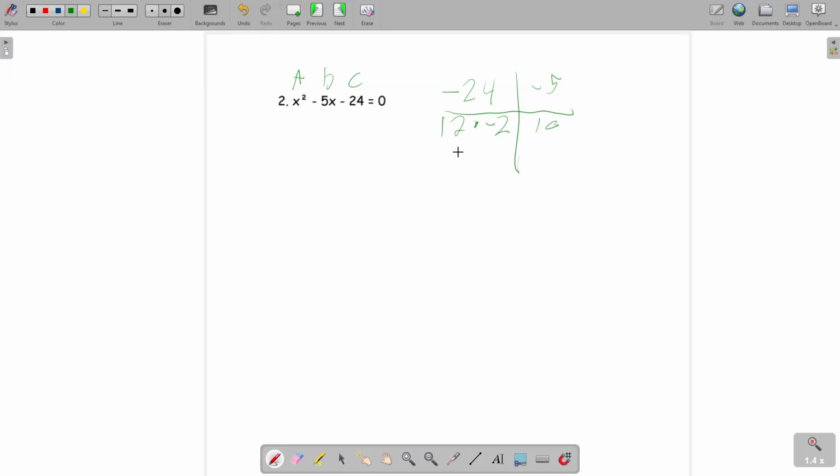You can go, okay, maybe 8 times negative 3. Yeah, that gives us negative 24, but that gives us positive 5. Well, since we found positive 5, what if we just flip the signs, right? What if we go negative 8 times 3? Yeah, that gives us negative 5, and that gives us negative 24. So these would be our two numbers.